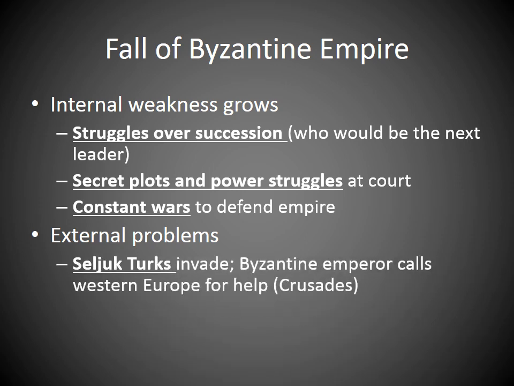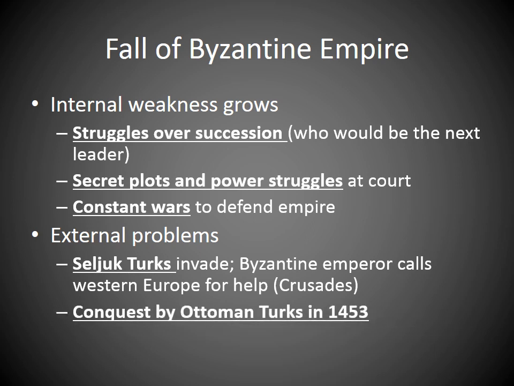They have external problems as well. The neighboring Seljuk Turks invade. And then the Byzantine Emperor calls the Western Europe, the Pope, for help. And this is what the Crusades are, which we will talk about. But there are multiple Crusades. And so, again, the Byzantine Empire is always fighting. They're always at war. And eventually, they are conquered by the Ottoman Turks in 1453. And they are a Muslim group, the Turks.